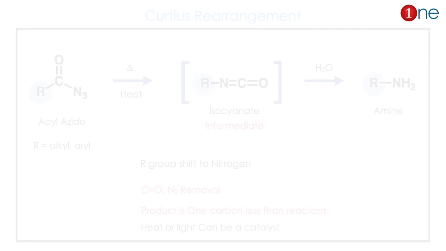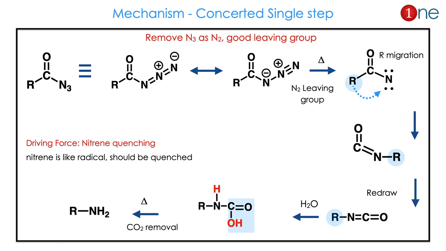What is the mechanism? The mechanism is a concerted single step mechanism. First you write the azide with complete charges. Then applying heat, N2 is removed. You have nitrene formation. Then the nitrene has to be quenched. Then the R group migrates. You have isocyanate formation. Then water attacks, you have acid formation. Since the reaction is in heat, CO2 is removed and the final product amine will come. Since nitrogen and CO2 are eliminated, the final product is amine. Here the driving force for this reaction is nitrene quenching. It is like a radical. It has to be quenched anyway.